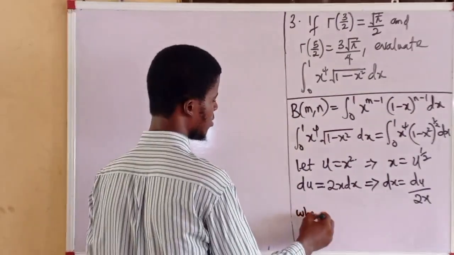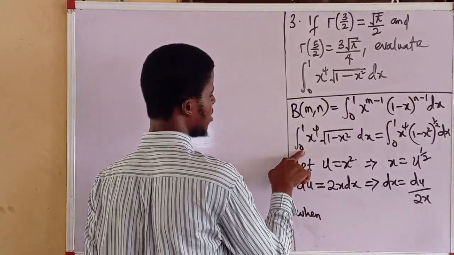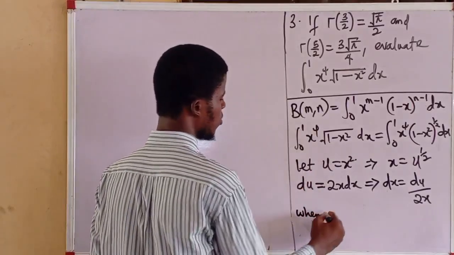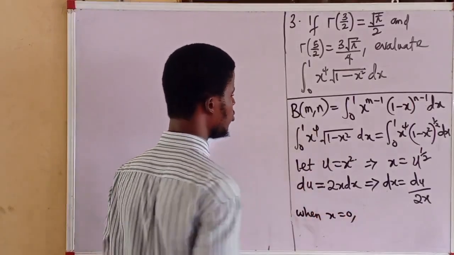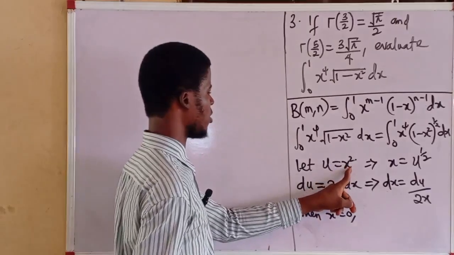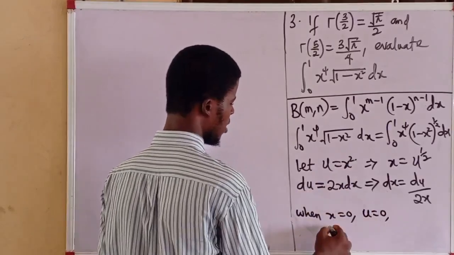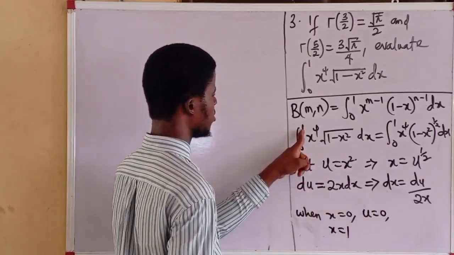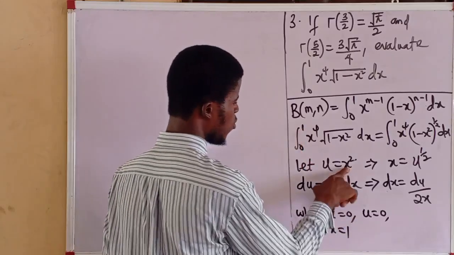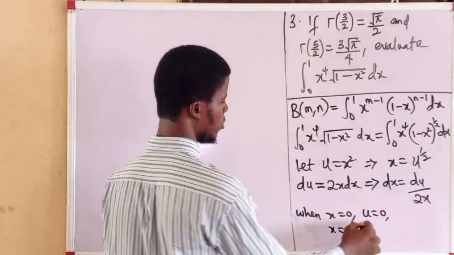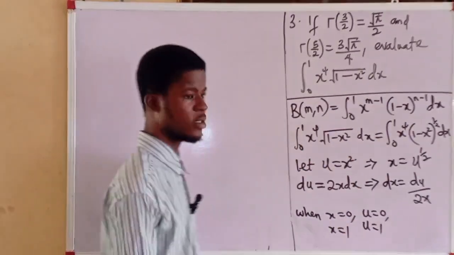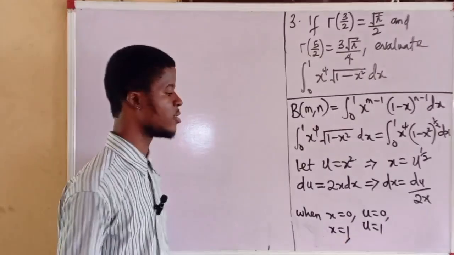The limits are x equal to 0 and x equal to 1. So when x equal to 0, what is u? If I put 0 here, u is still 0. When x is equal to 1, which is the upper limit, put 1 here. 1 squared is 1. u is also equal to 1. So the limits are still in place. They are still in order.